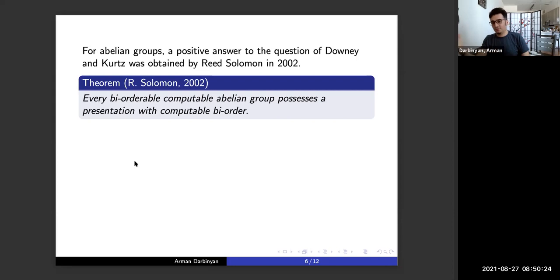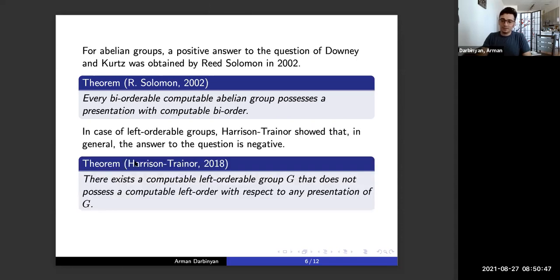But once we move from finitely generated groups to countable groups, and of course there are different enumerations of the groups, which makes the structure, especially the link between the algebraic structure and the computability structure, much more complicated. However, still this theorem holds. And quite recently, in 2018, Harrison-Trainer showed that in general, the answer to the question of Downey and Kurtz is negative for the class of left orderable groups.